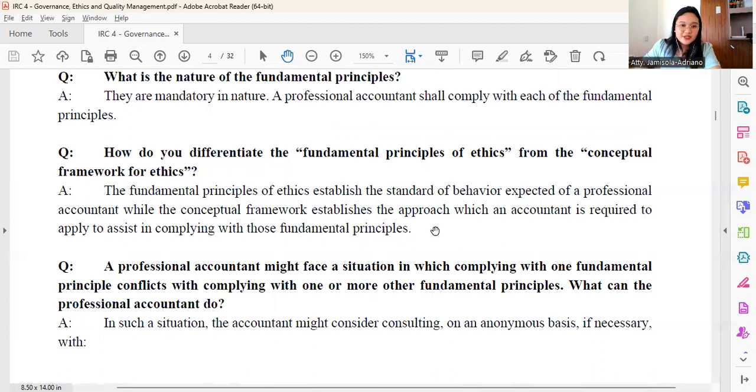While the conceptual framework establishes the approach which an accountant is required to apply to assist in complying with those fundamental principles. So the fundamental principles are your what. The conceptual framework are your how, okay? So what fundamental principles? What should I observe? What are my responsibilities as an accountant, as a professional accountant? Conceptual framework tells you the how. So how can I comply with the fundamental principles? So those methods or approaches on how you can comply with the fundamental principles are laid down in our conceptual framework. Okay, I hope that's clear.